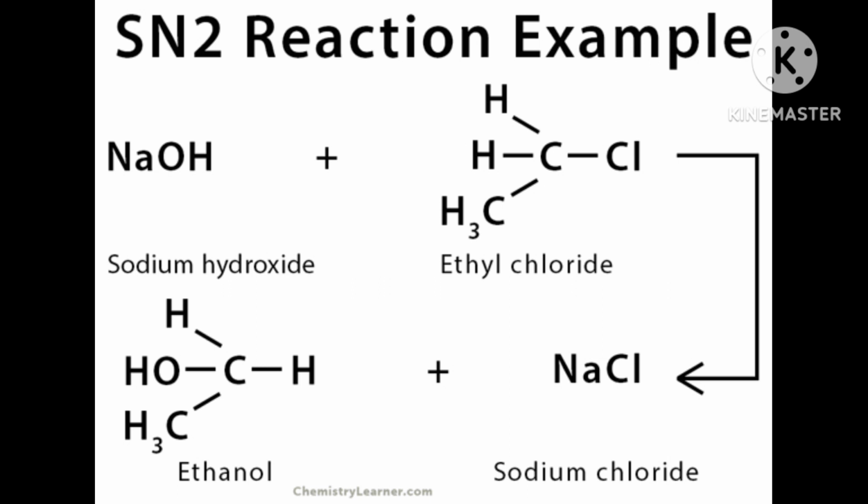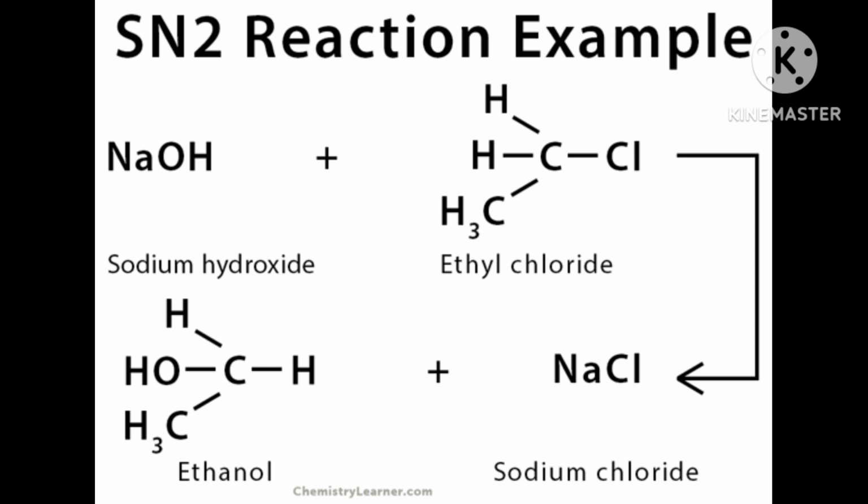RCl is faster than RF. The order I told follows the same order in both mechanisms. RI is the fastest, then RBr, RBr is faster than RCl, and RCl is faster than RF. Okay.